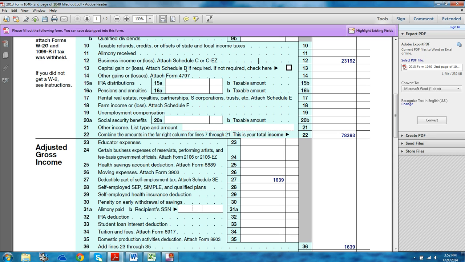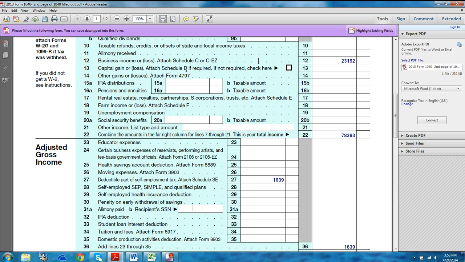You have other gains or losses on line 14. So if you sell a business asset from your Schedule C sole proprietorship, you would put the gain from that sale on line 14. IRA distributions, pensions, and annuities: you have to pay taxes on the distributions you receive from your IRAs and your pensions.